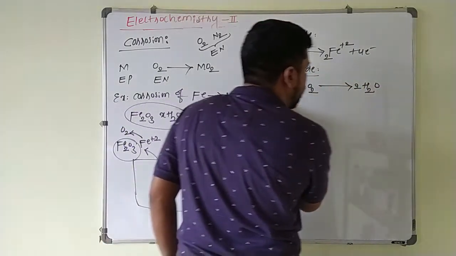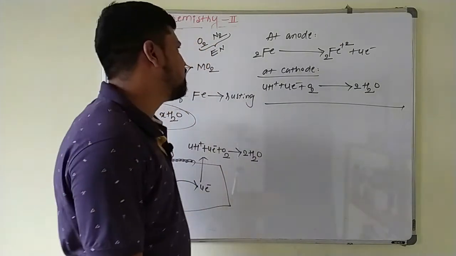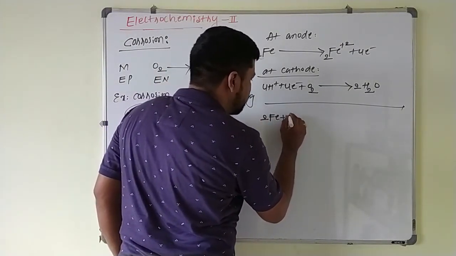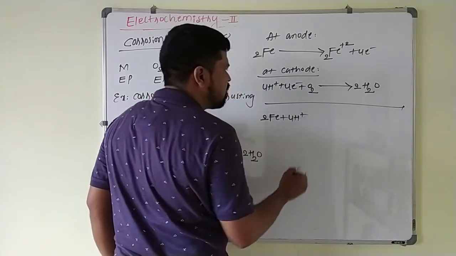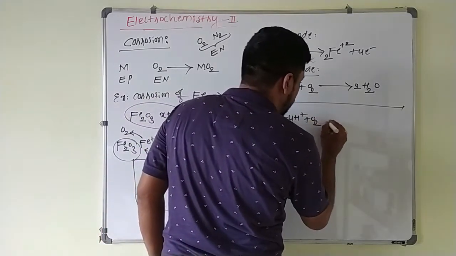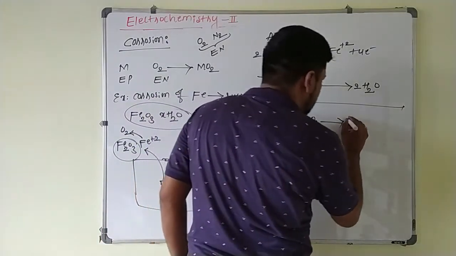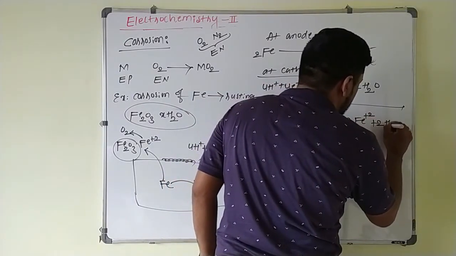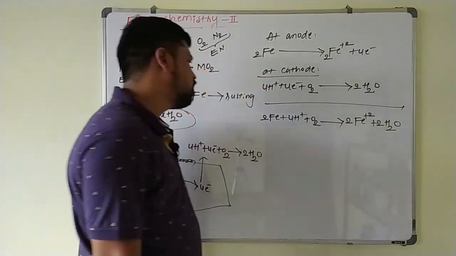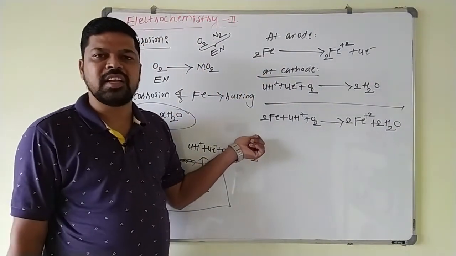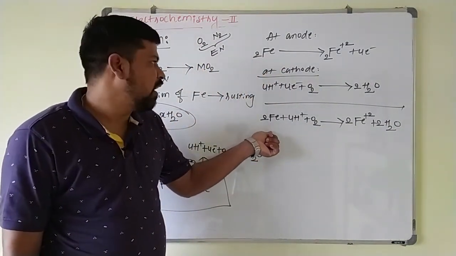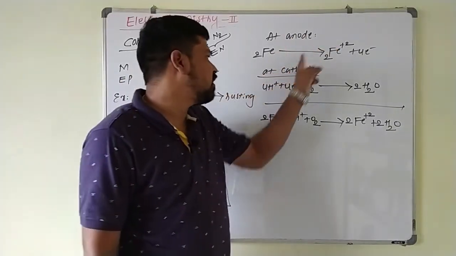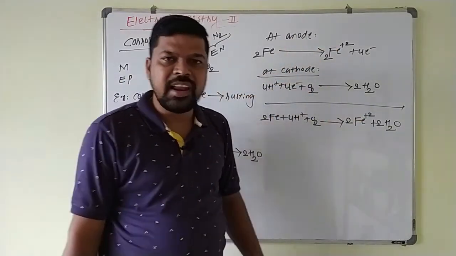So what will be the overall reaction here? Overall reaction is 2Fe combines with 4H+ and O2. This is giving 2Fe2+ plus 2H2O. So this is the overall reaction that is taking place during the rusting of the iron. This is the reaction at cathode and at the anode. At the anode oxidation, at the cathode reduction is taking place.